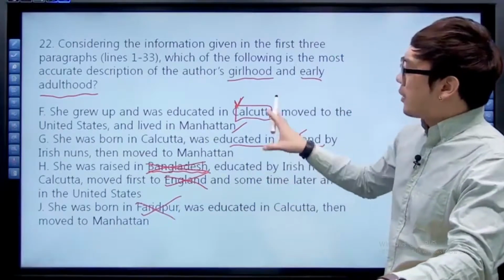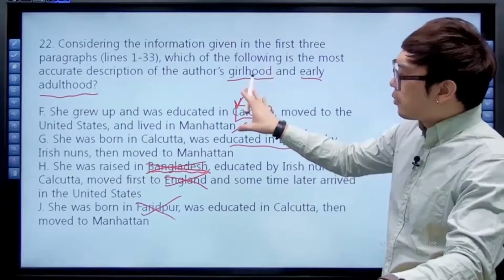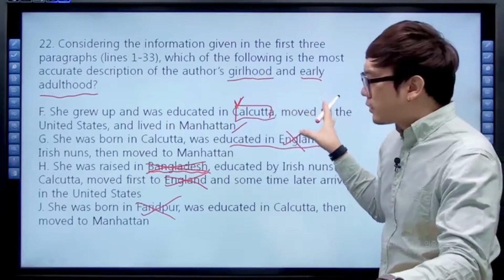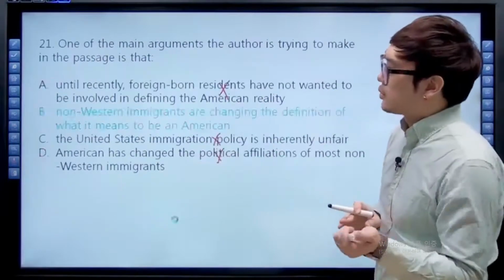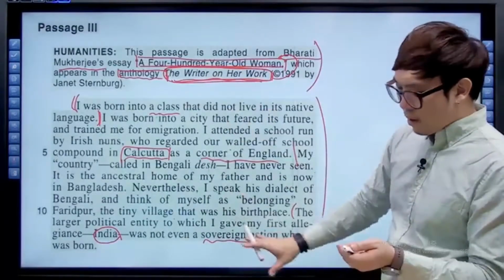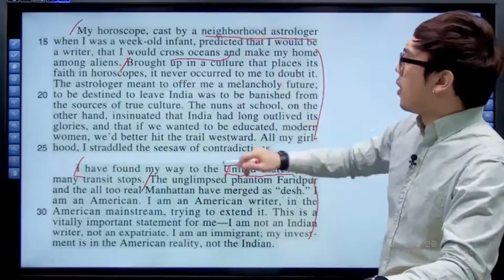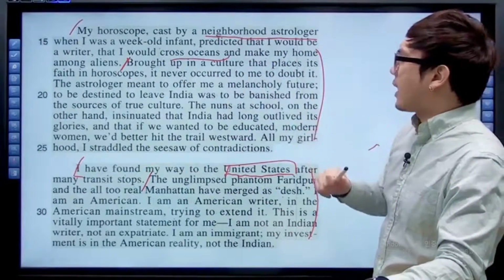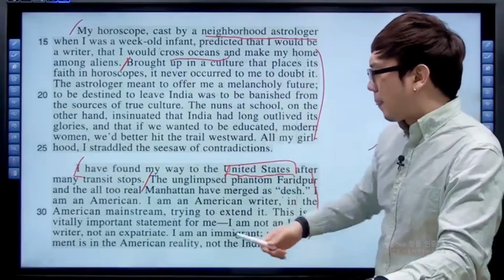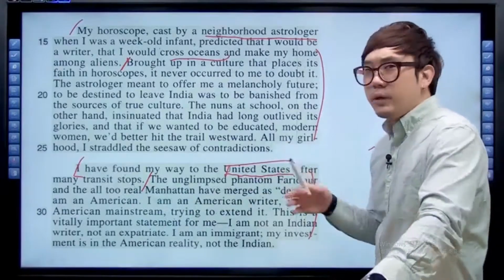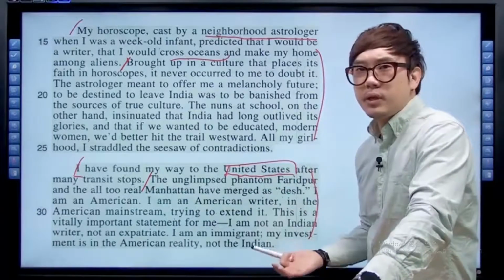And now let's try to make sure that she was educated in Calcutta. She grew up and was educated in Calcutta and moved to the States and lived in Manhattan, right? So let's check that part, whether it's true or not. So that part, we read that already. Her horoscope, brought up in a culture of places, the faith in horoscope never occurred to me to doubt it, astrologer, and so on. And then it says, I found my way to the United States after many transit stops. All we need to figure out is whether she's been to England or not, right?